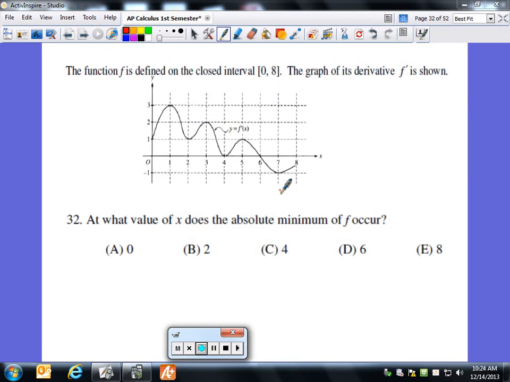Alright, 32 is a really good problem. It says, at what value of x does the absolute minimum of f, the position function, occur? Now, we saw from our f prime of x that all these values are positive, and we saw that these were negative. Now, I understand that these are 0, which are neither negative or positive, and this was 0. But I'm increasing throughout all this, and I'm decreasing f-wise.